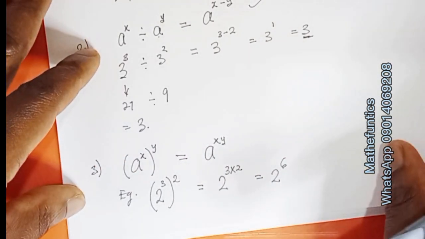Now, over here, this should have been what? 2 raised to power 8. 2 raised to power 3 is 8. This would give me 8.